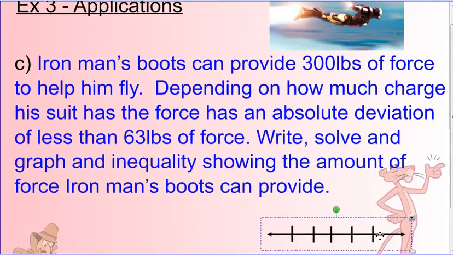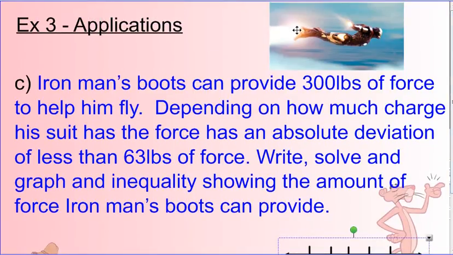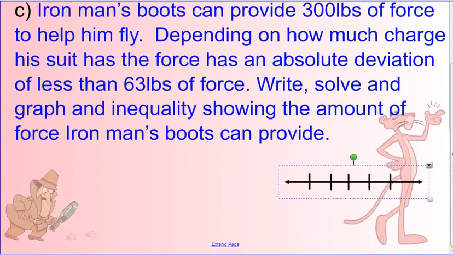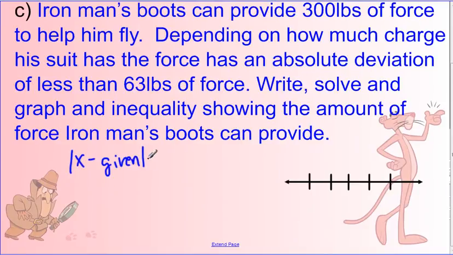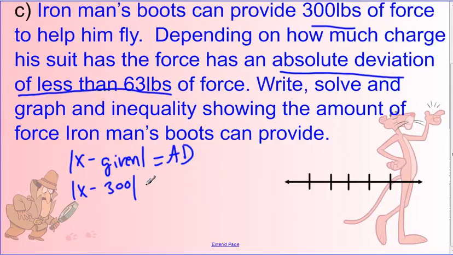Okay, so let's do this thing. There's Iron Man up there. His boots are charging up pretty good. So x minus the given equals absolute deviation. Okay, so it says the normal force is 300 pounds of force. And it says, depending on how much charge it has, the suit has an absolute deviation of less than 63 pounds. Absolute deviation is less than 63 pounds of force. Write, solve, and graph an inequality showing the amount of force his boots can provide. So we just wrote the inequality. Boom. Let's solve this beast.